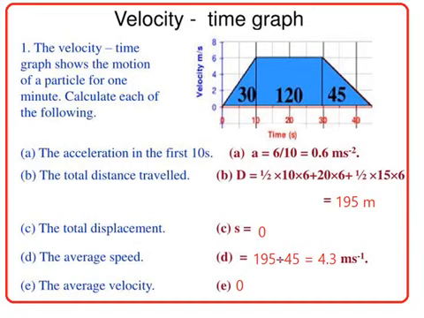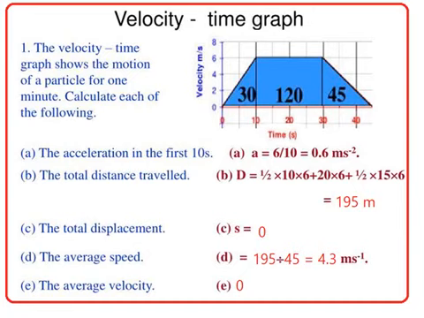The total displacement. The body starts at 0 seconds and then it ends at 45 seconds. When the body is at 45 seconds, what is the velocity? The velocity is 0. When the displacement is 0, velocity is 0. Therefore, the displacement here is 0.